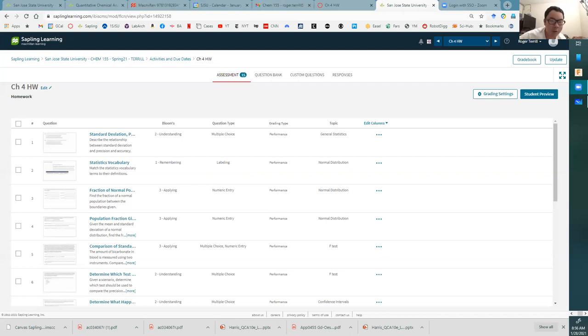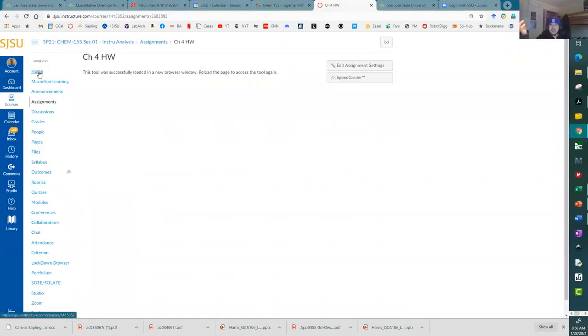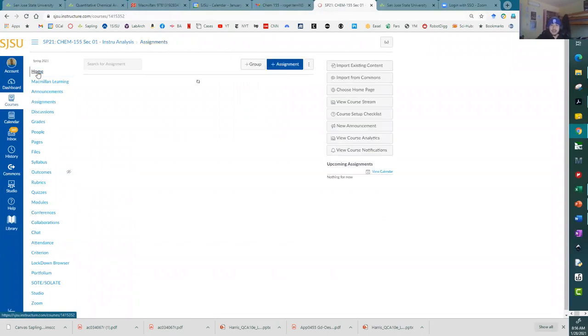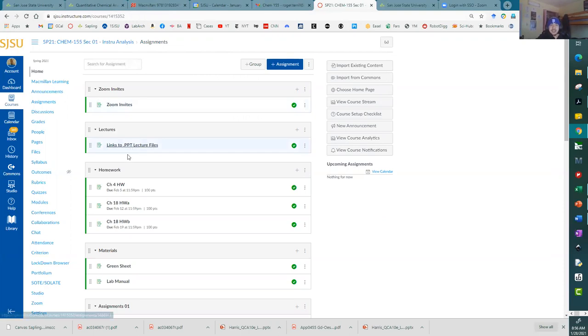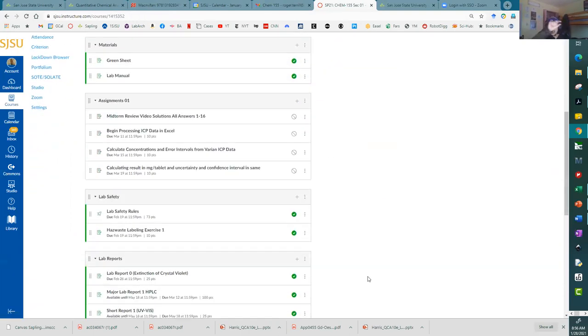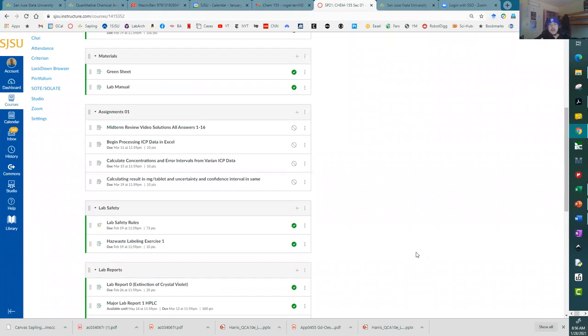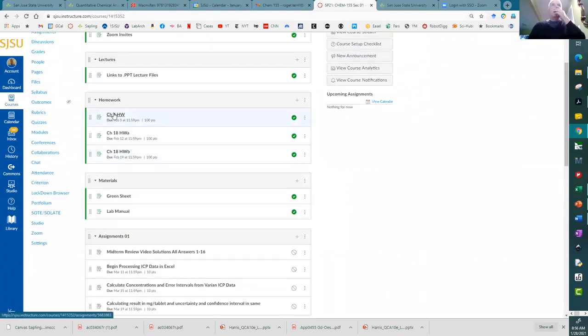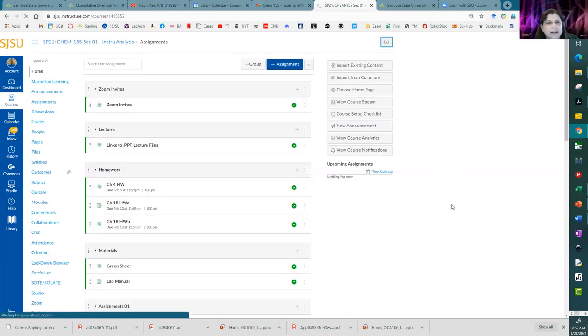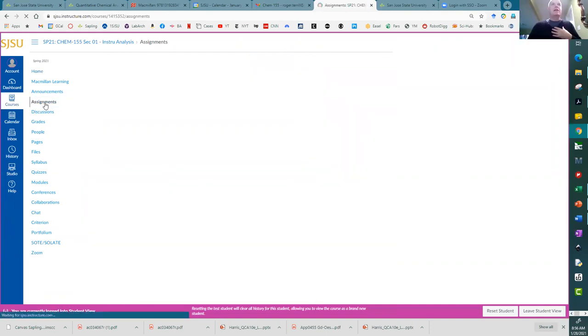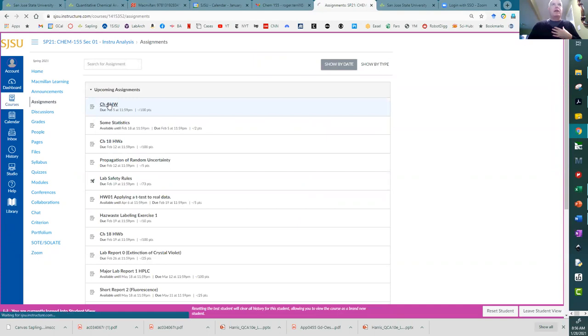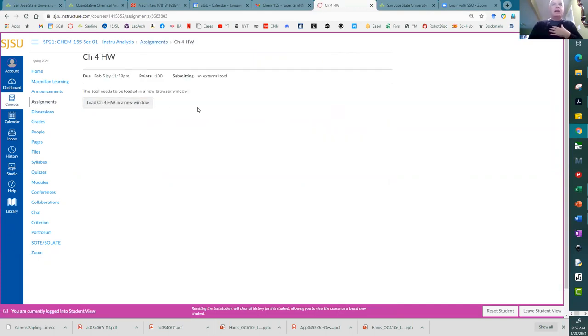Does anyone know which website we go to? Because Sapling has 3 websites to it, and I'm not sure. You just go in the assignment, and it'll say load this assignment in a new tab. If you click on it, it'll send you right to it. I've used Sapling for a lot of classes. If you don't have it yet, it'll prompt you to sign up. I go to the chapter 4 homework. If you go to assignments, it's easy to find. There we go, I'm in. Chapter 4 homework, click here and it'll load in a new window.